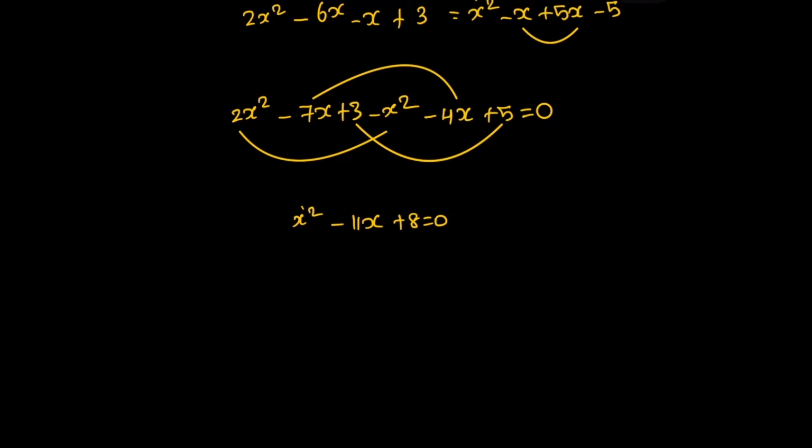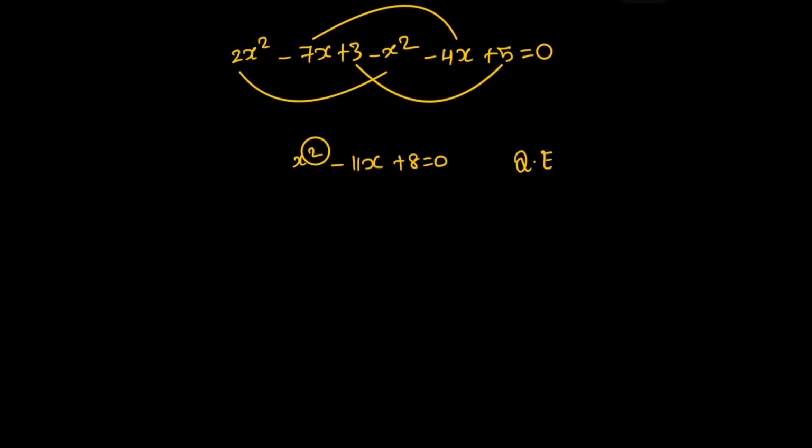So now the maximum power is 2, so this is a quadratic equation. So we can rewrite it in the ax square plus bx plus c equal to 0 format. Then the value of a is equal to 1, b is equal to minus 11, and c is equal to 8.